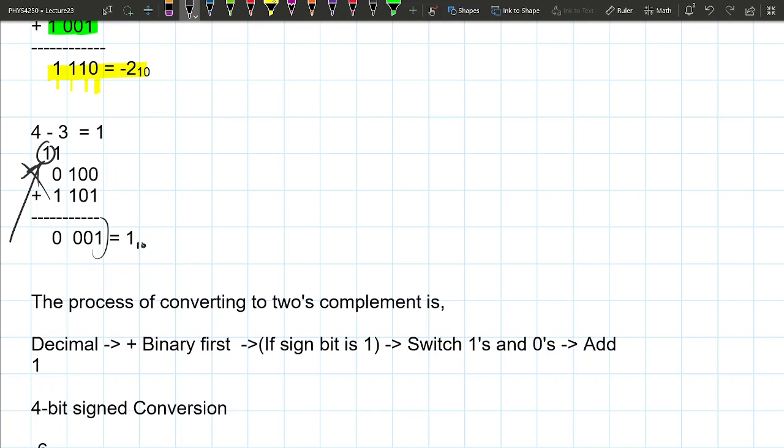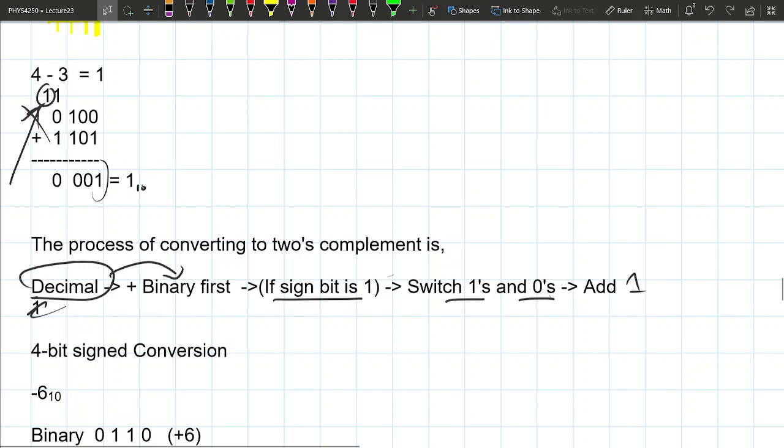All right. I think I already went through the process where if you want to do the two's complement of something, you take the decimal number and convert it into binary first. If the sign bit is 1, then you switch all the 1s to 0 and 0s to 1, and then add 1 to it at the end. The conversion is the difficult part in two's complement, but then the math is the same still.